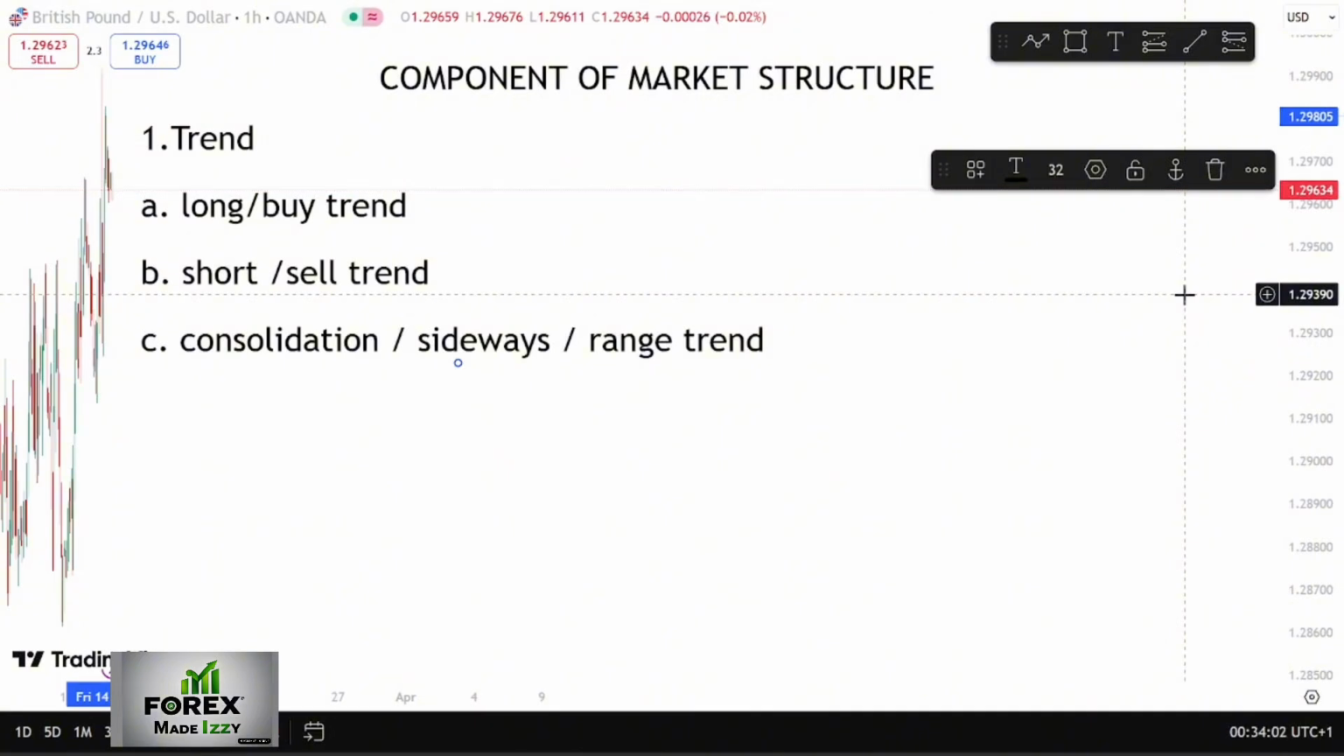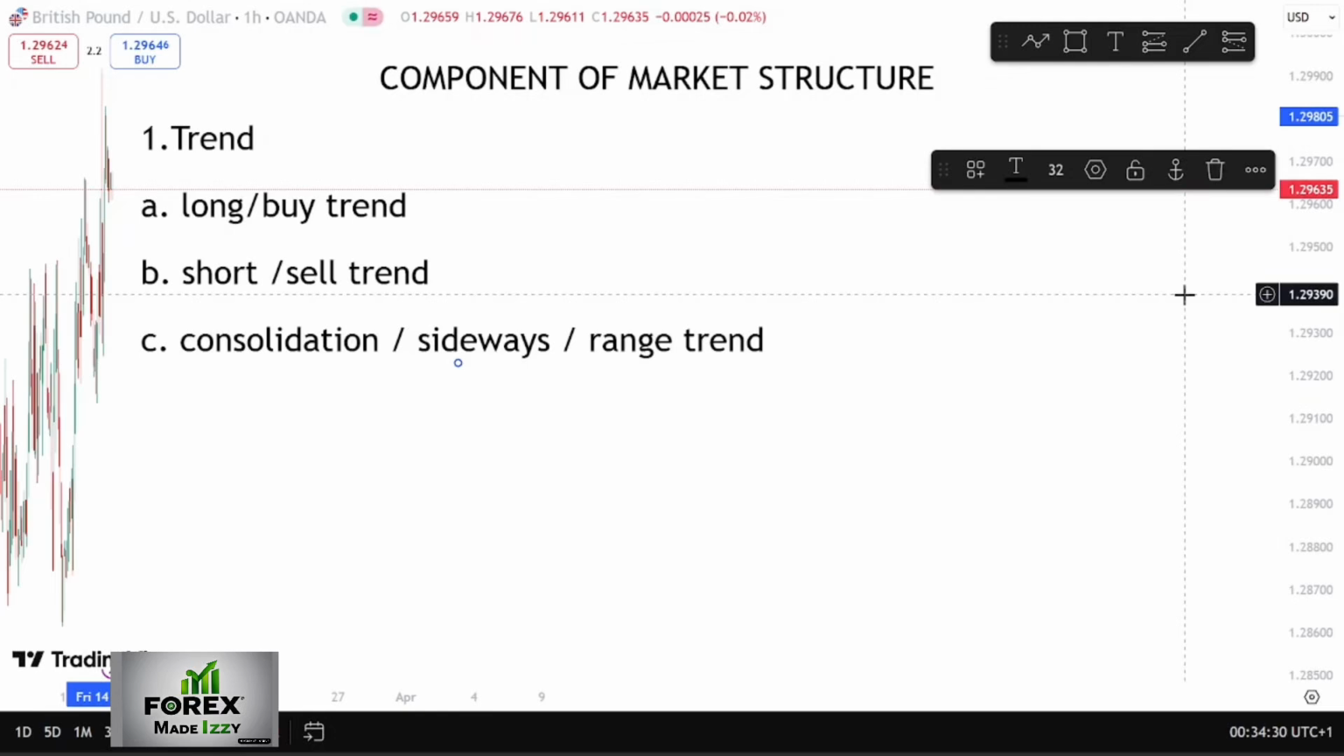So the long and buy trend is a bullish trend. When we say bullish, it means that the market is on a buy. When we say bearish, it means that the market is on a sell. So when we see a long trend, what are we going to be looking for? We're supposed to be looking for buy entries. It is advisable for you not to trade against the trend.